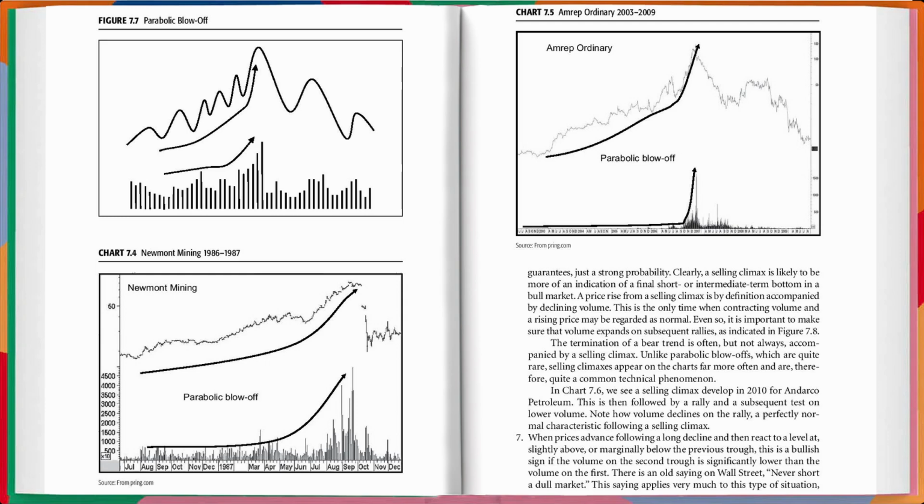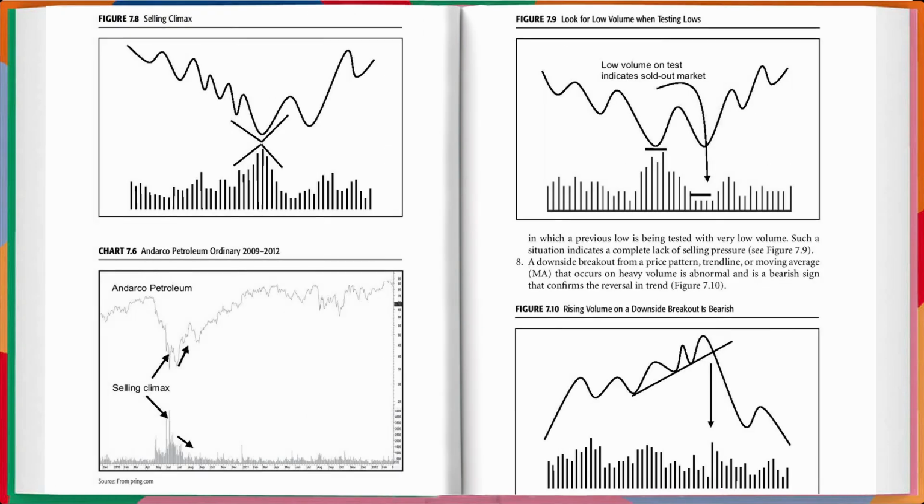7. When prices advance following a long decline and then react to a level at, slightly above, or marginally below the previous trough, this is a bullish sign if the volume on the second trough is significantly lower than the volume on the first. There is an old saying on Wall Street, "Never short a dull market." This saying applies very much to this type of situation, in which a previous low is being tested with very low volume. Such a situation indicates a complete lack of selling pressure.